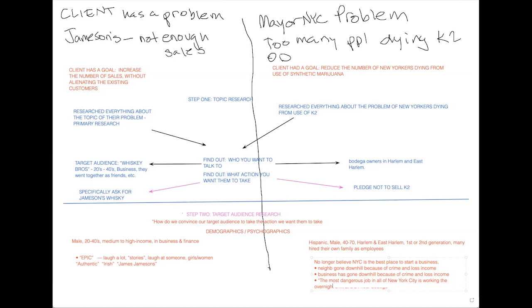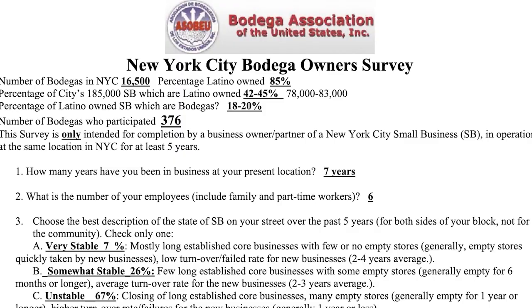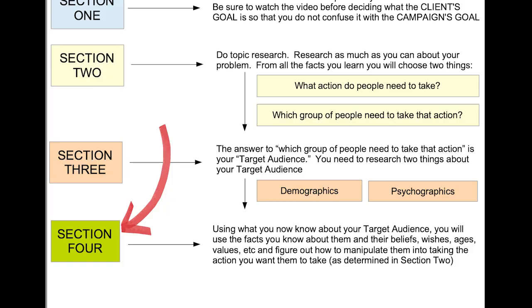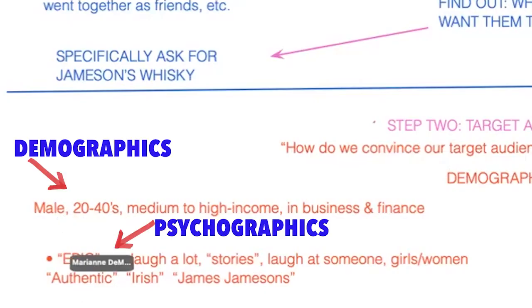Now keep in mind, I'm not making these facts up. This is from my actual psychographic and demographic research. If you'll remember from the class and look in your notes, you'll see we found that bodega owners survey. So these are facts. Now that we know their demographics and psychographics, now we can find how we are going to convince our target audience to take the action we want them to take. We know this stuff.